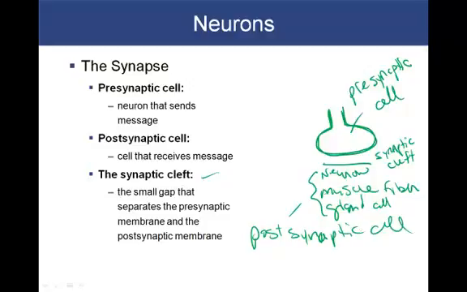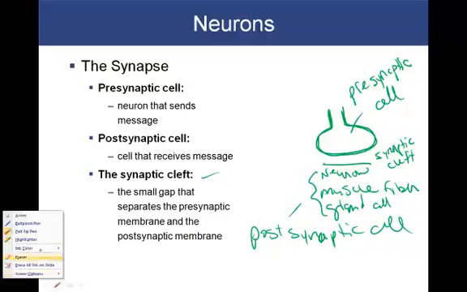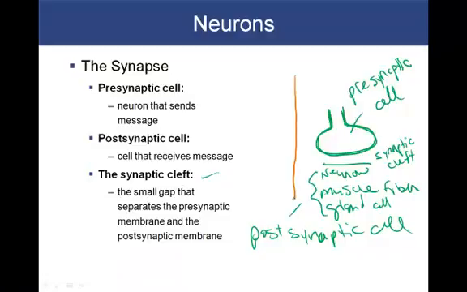The way these are organized is associated with the direction of the action potential. The action potential is going to travel down in this direction. And in doing so, we can find a presynaptic cell, a cell that is before the synapse, and a postsynaptic cell, one that is after the synapse.